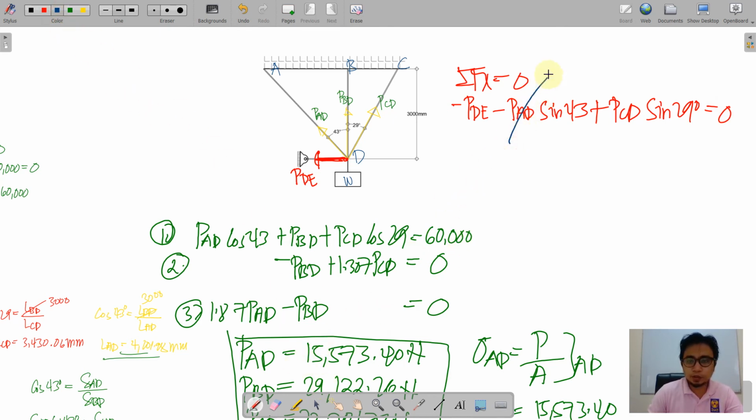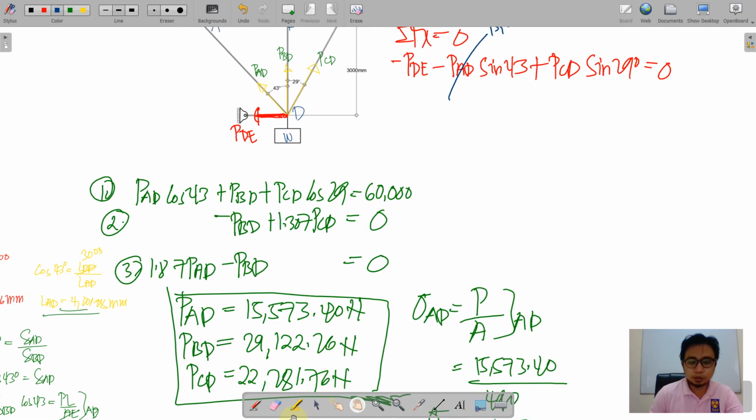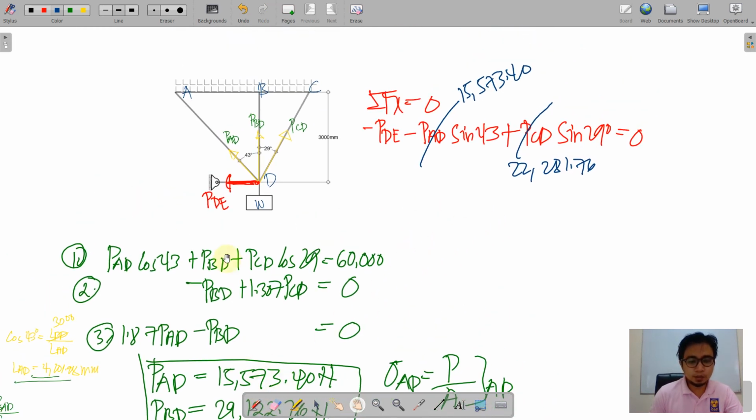PAD is 15,573.4, and we need PCD. PCD is 22,281.76. Okay, so finally, PDE is equal to 181.38 newtons. So maybe check that one. Okay, so it's really 181.38.